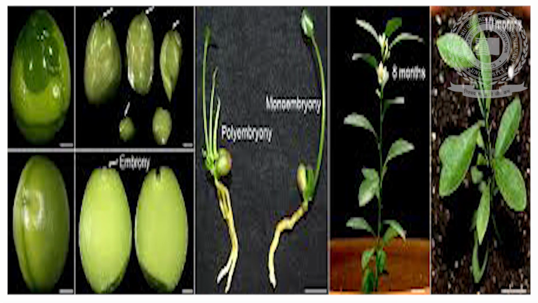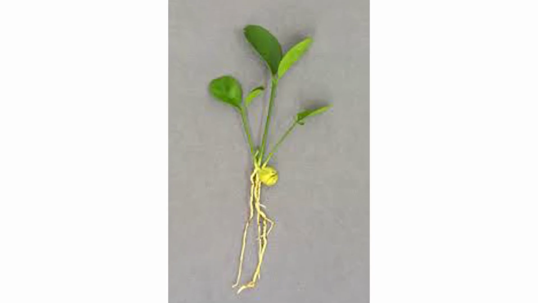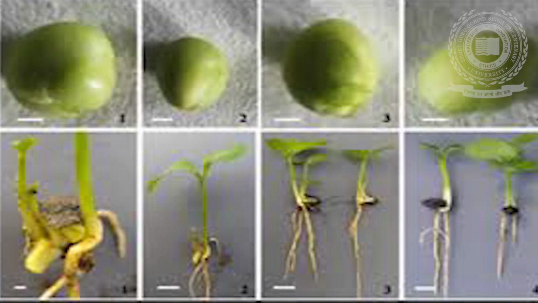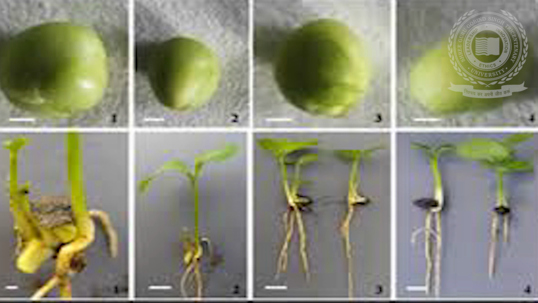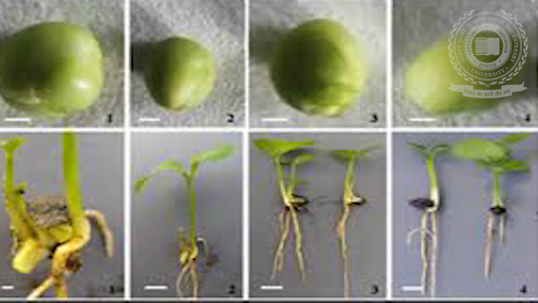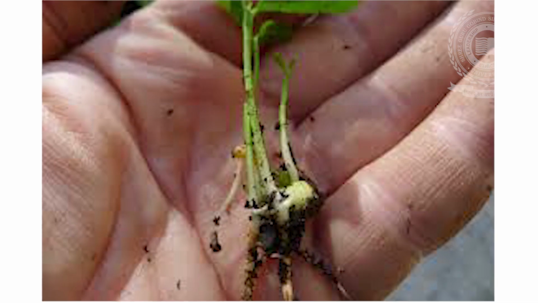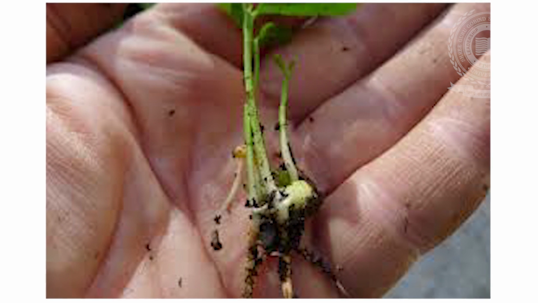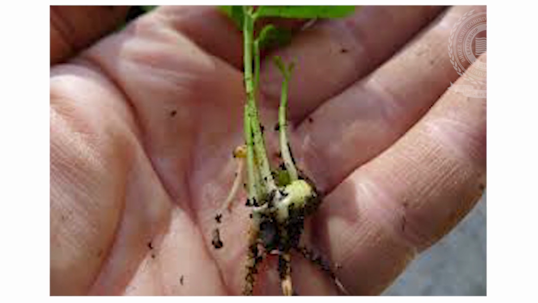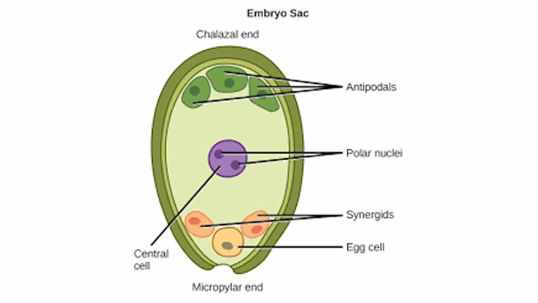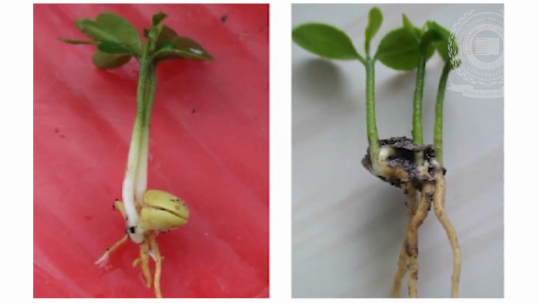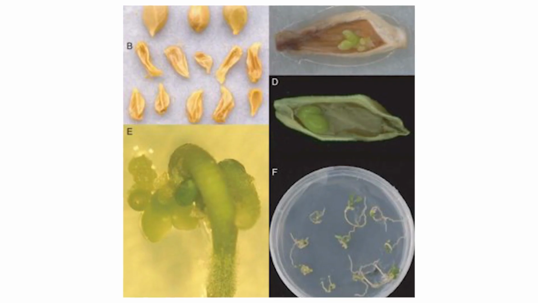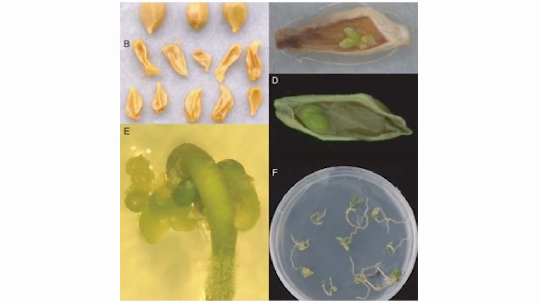Polyembryony is a peculiar feature found in citrus, as the seeds consist of more than one embryo. In addition to the zygotic embryo, one or more, sometimes as many as 15 additional embryos, are developed from the nucellar tissue, called nucellar embryos, and found in the embryo sac. Most often, the zygotic seedling is crowded out by the vigorous nucellar seedlings.